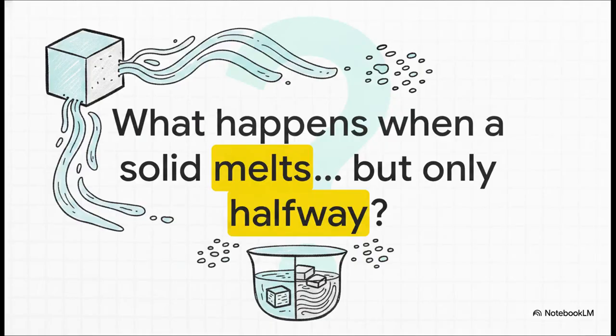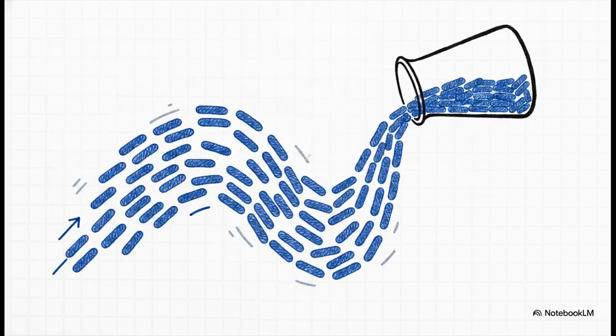Now let me throw a question at you that completely baffled 19th century chemists. What happens when a solid melts, but only halfway? You see, we usually think of a super sharp transition, right? From a rigid solid straight to a flowing liquid. But as it turns out, nature really loves a gray area. And the answer to that mystery is liquid crystals.